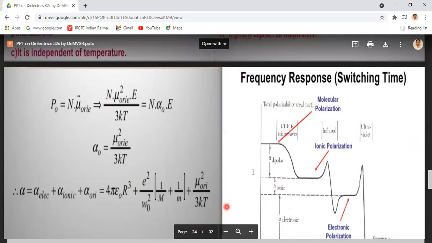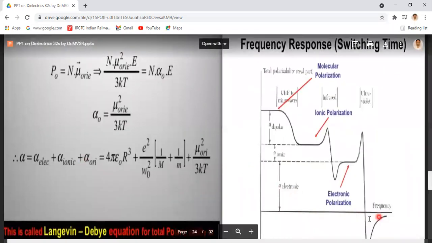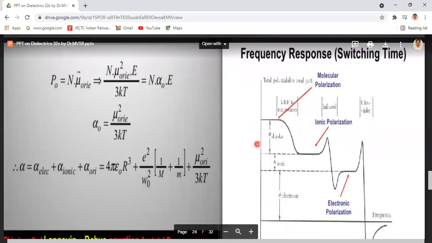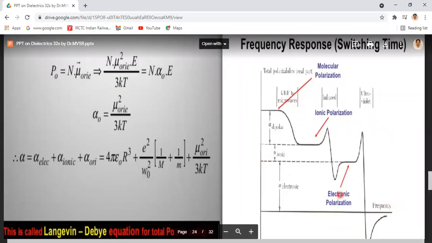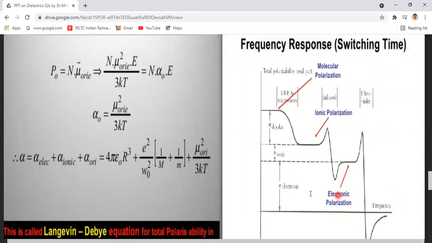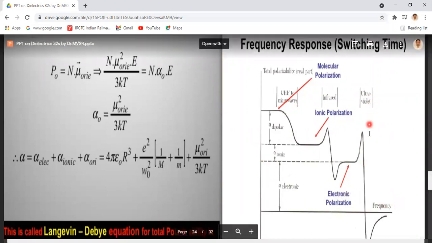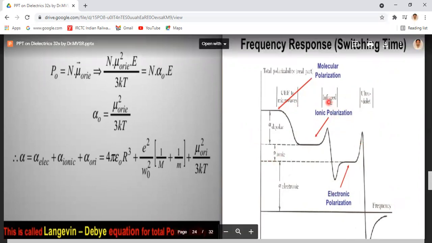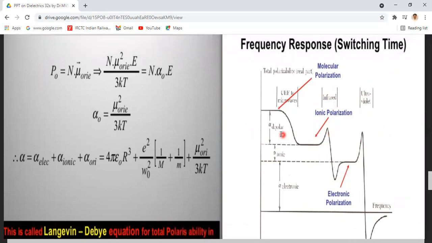Now coming to the graph. The frequency values are taken along the x-axis, and the real part of the total polarizability is taken along the y-axis. Electronic polarization in dielectric materials is generally observed up to the UV frequency range, around 10 power 15 to 10 power 16 hertz. Ionic polarization contributes up to the IR frequency, that is 10 power 13. And dipolar or orientational polarization is observed up to the microwave frequency.